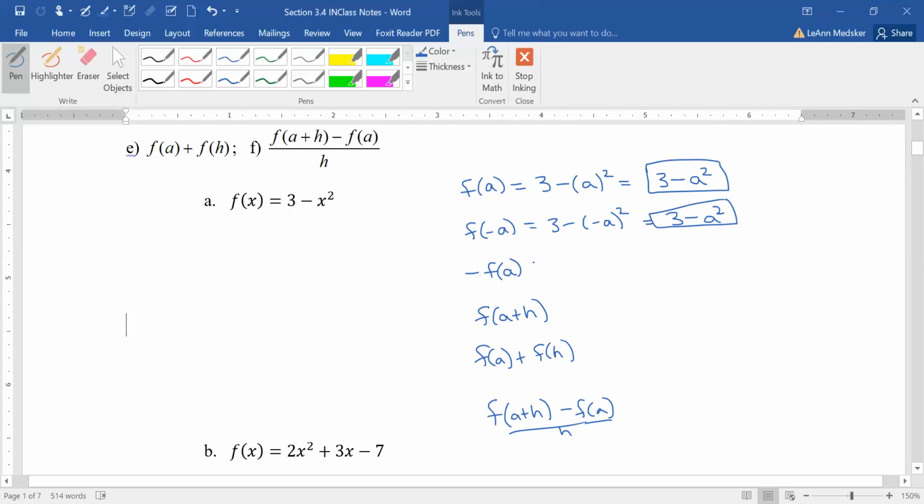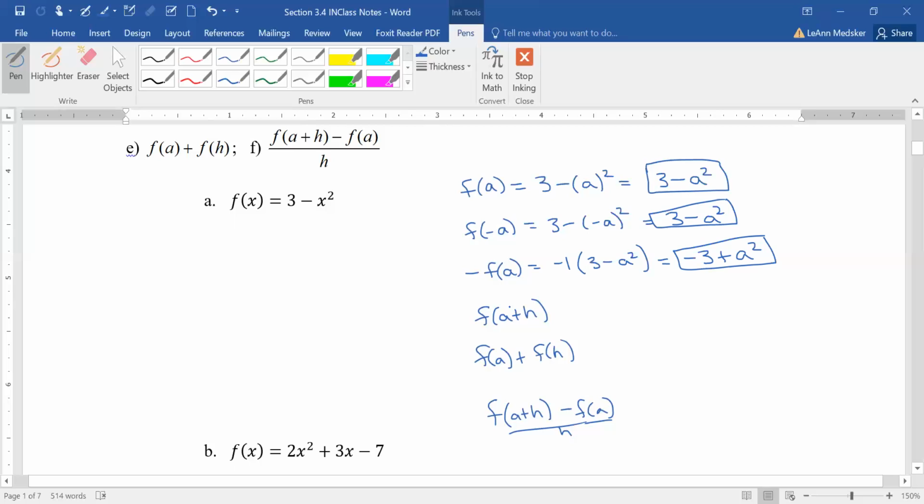This is a negative 1 times my entire function evaluated at a. So we take our answer from the first part, and we're going to be multiplying it by negative 1. So that's going to be negative 3 plus a squared when we distribute that negative 1.